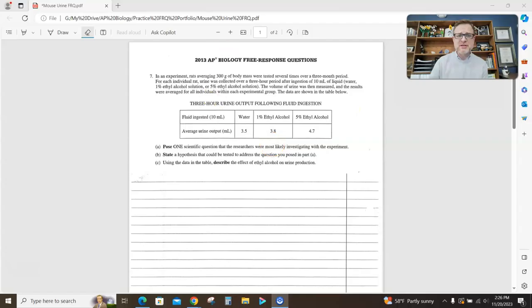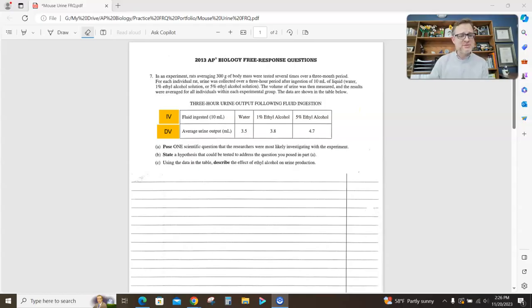So before we even look at the question, this is an experimental design question, so a couple things to note. In an experiment, the independent variable, which I'm labeling as IV, is the variable that the researcher is manipulating. It's what they are changing in the investigation. In this case, the researcher is changing what's in the liquid the rats are ingesting, which is either water or a different percentage of ethyl alcohol. Similarly, the dependent variable, which I'm labeling DV here, is what the researchers are measuring. It's what's changing due to the independent variable, which in this case is the average urine output.